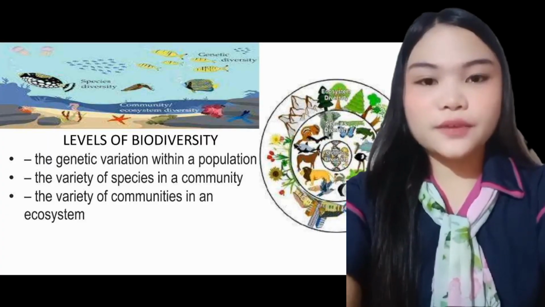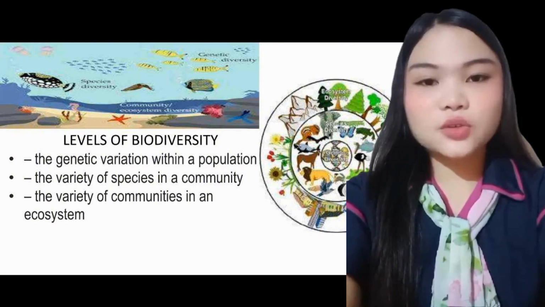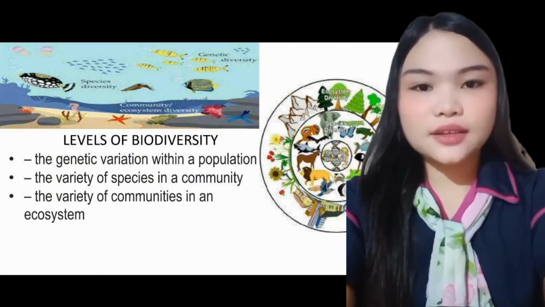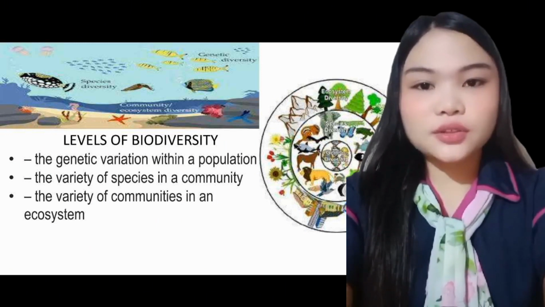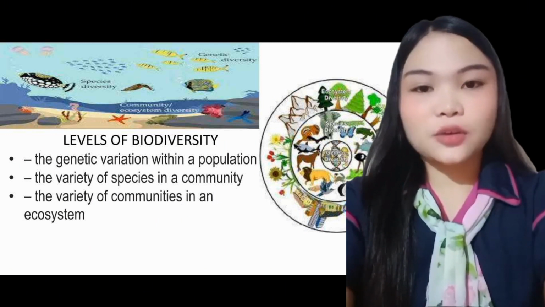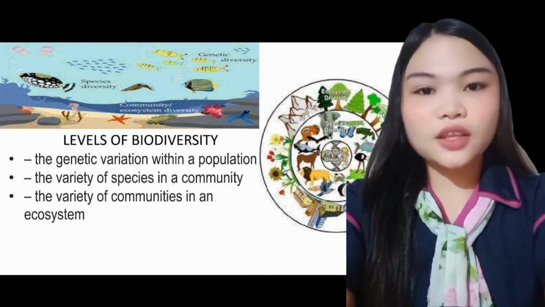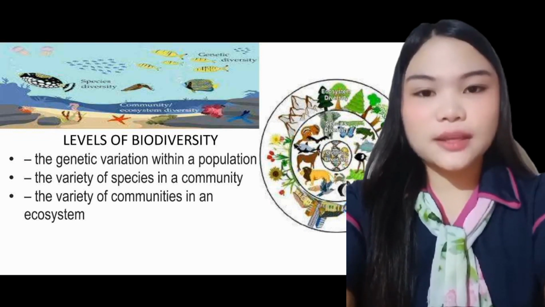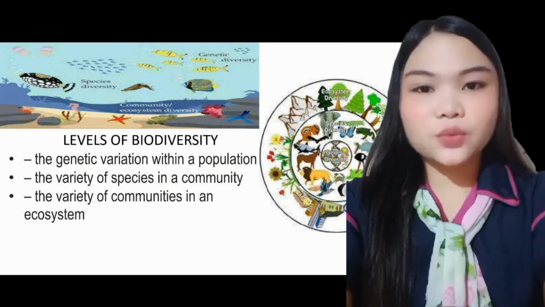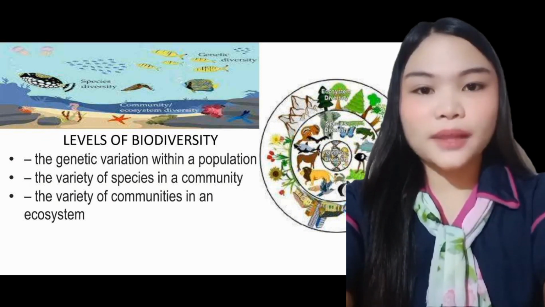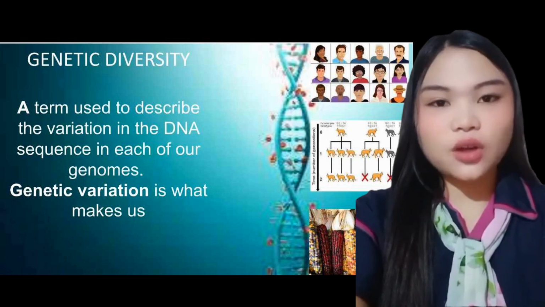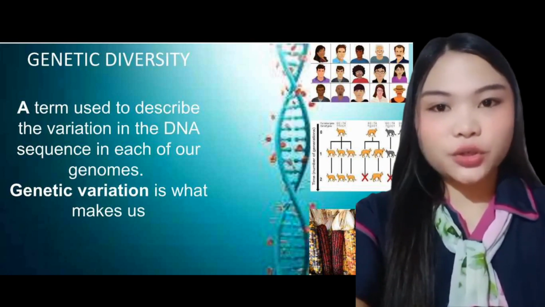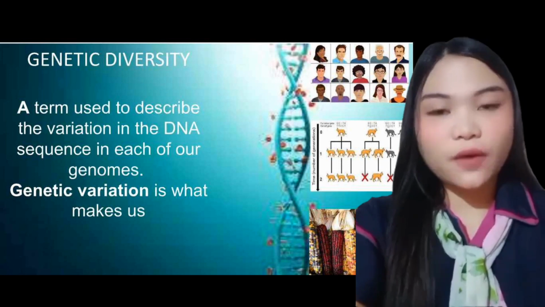Levels of biodiversity. Biodiversity is usually explored at three levels. 1. Genetic variation within a population. 2. The variety of species in a community. And 3. the variety of communities in an ecosystem. These three levels work together to create the complexity of life on Earth. So, biodiversity changes over time as extinction occurs and new species evolve.